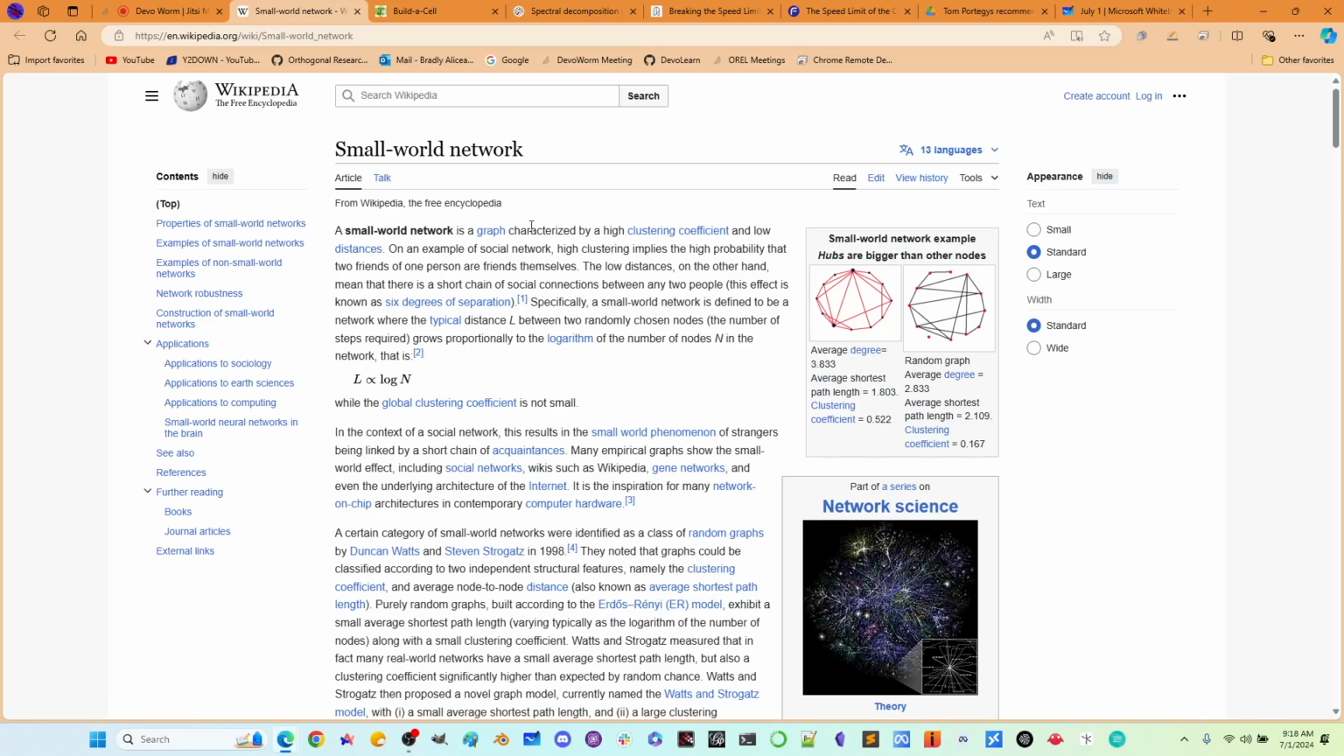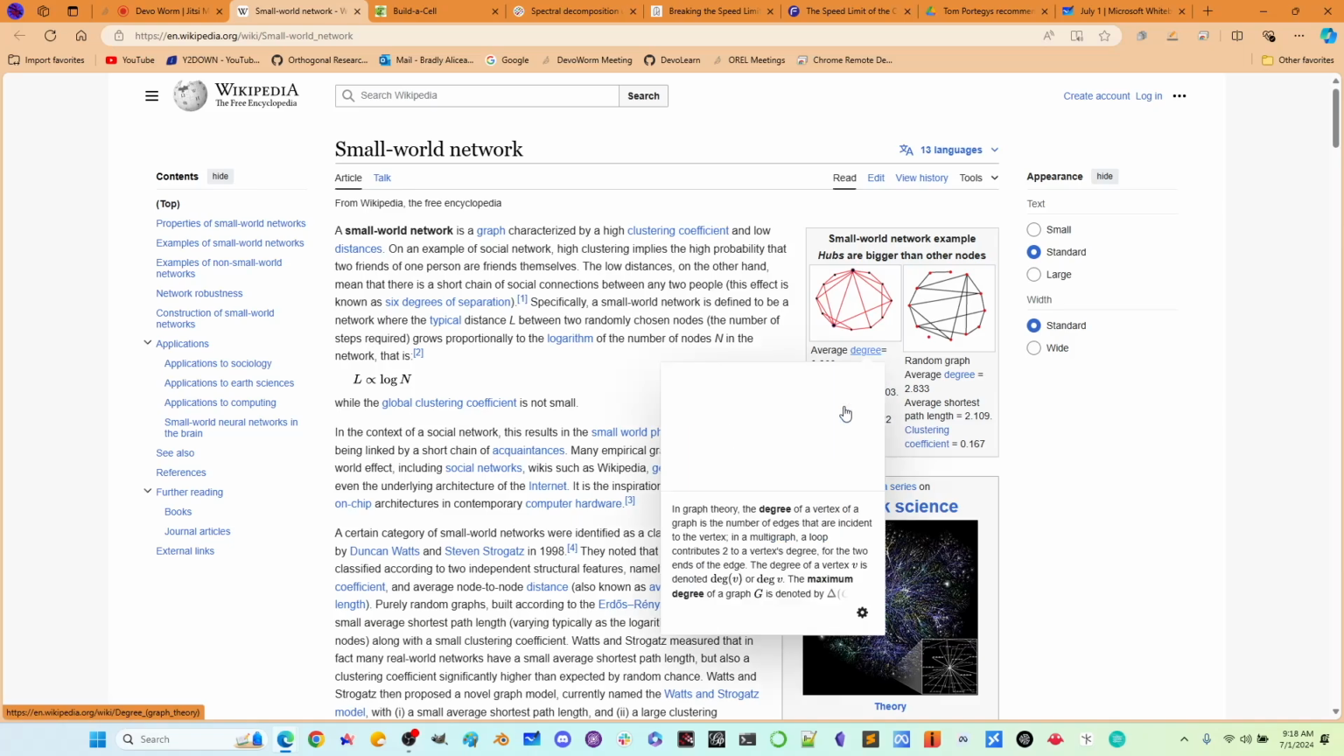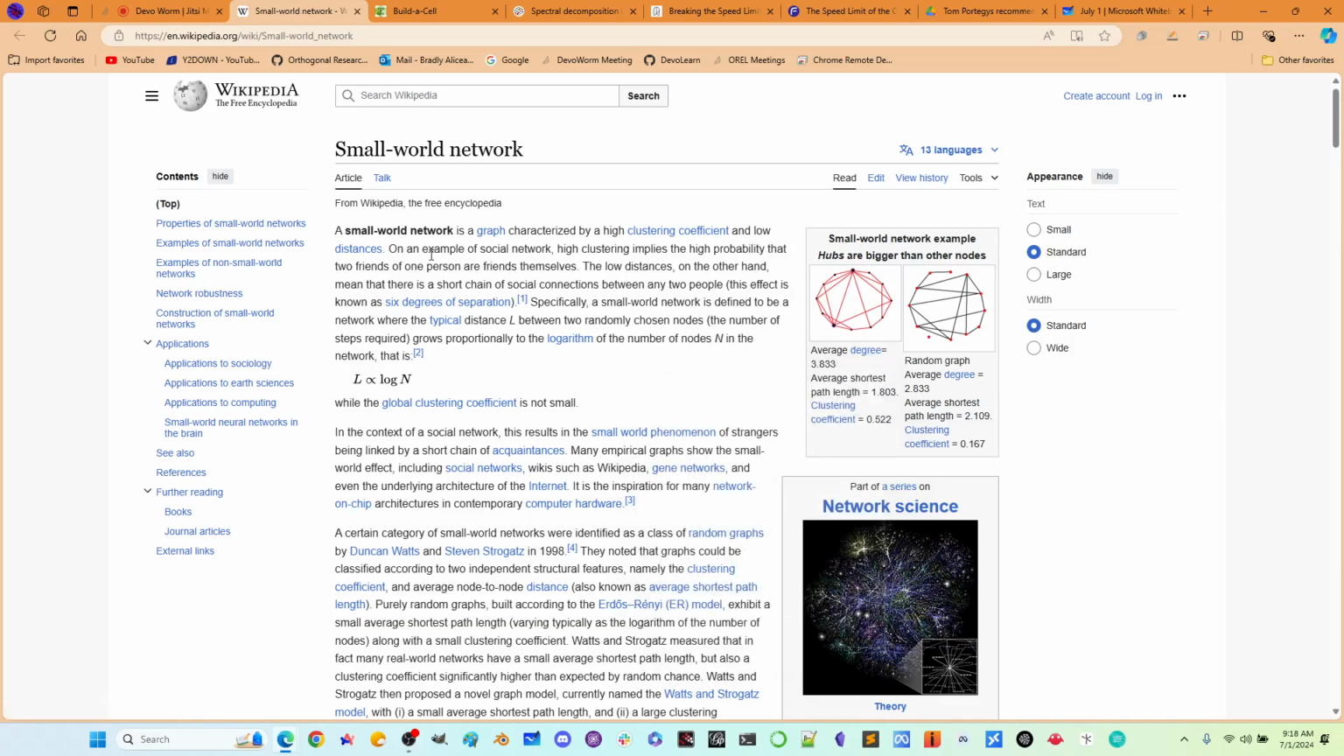So it would be this Wikipedia article where they talk about small world networks. This is kind of an example of what they're getting at here. A small world network is a graph characterized by a high clustering coefficient. In graph theory and network science, they use these parameters to characterize a graph. Usually they'll characterize it by a couple of parameters such as degree, clustering coefficient, and other types of distance metrics.